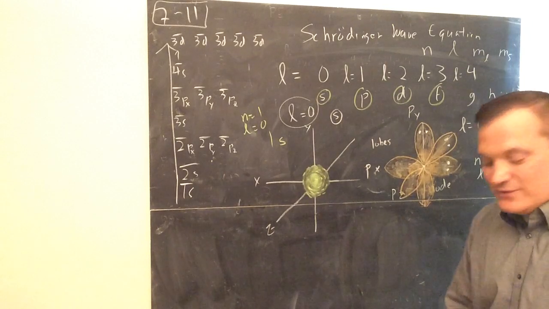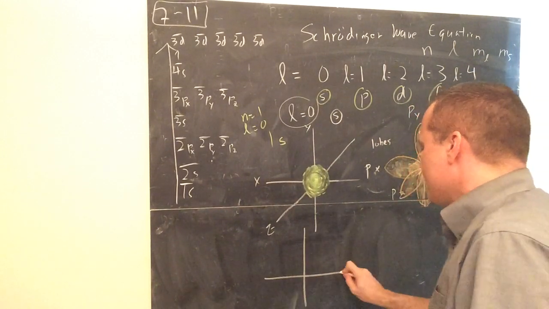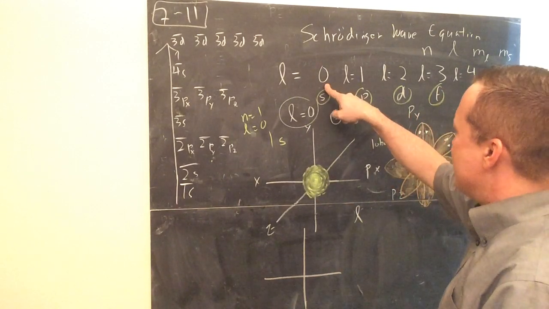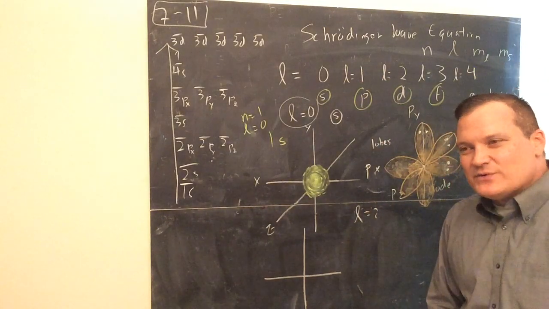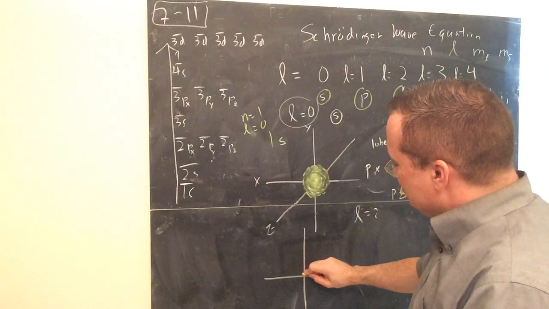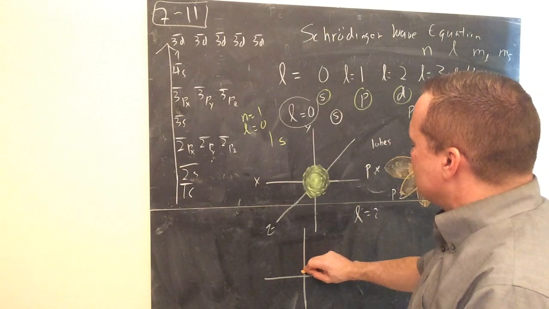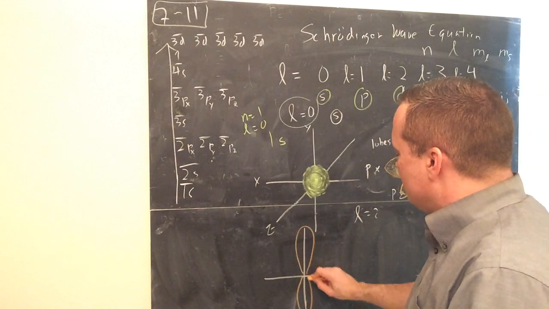Now your d orbitals, they're going to be l equals, so 0 is s, 1 is p, 2 is d. l equals 2 is a d orbital. Now the d orbitals, it takes 2 axes to draw a d orbital. So a single d orbital. Now, again, these are usually a little bit thinner. They are a little thinner than the p orbitals.